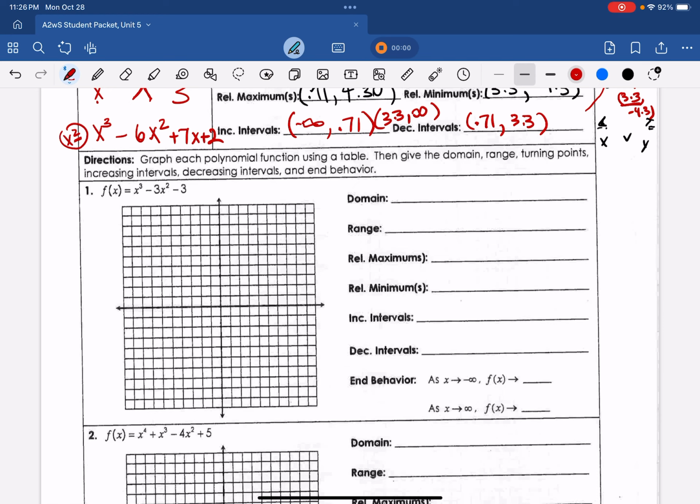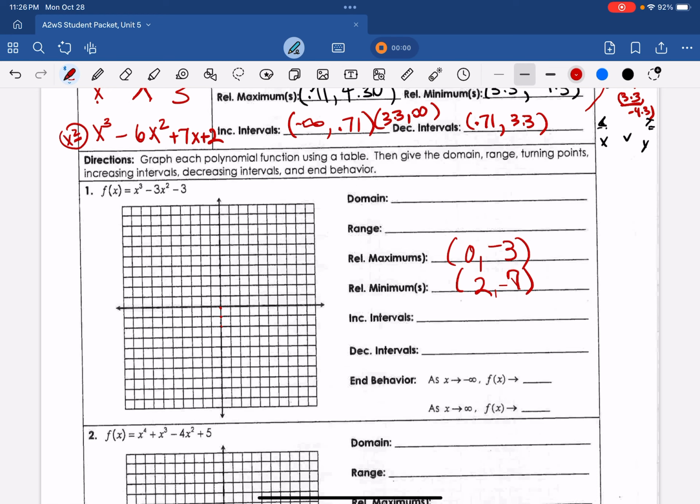And this time, these points are a little prettier. Our relative maximum is going to be 0, negative 3. And our relative minimum is going to be 2, negative 7. Okay, so those look a lot better without those decimals. So let's go ahead and plot those points on this graph over here.